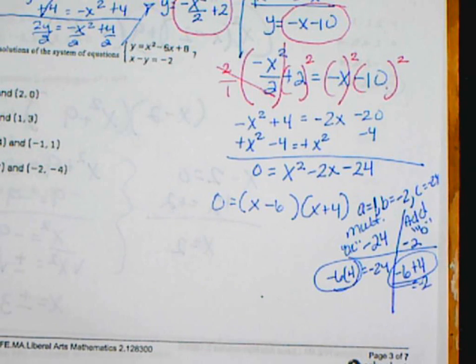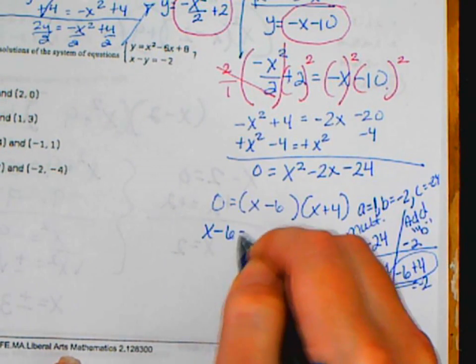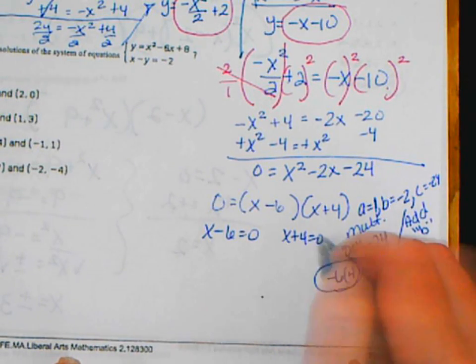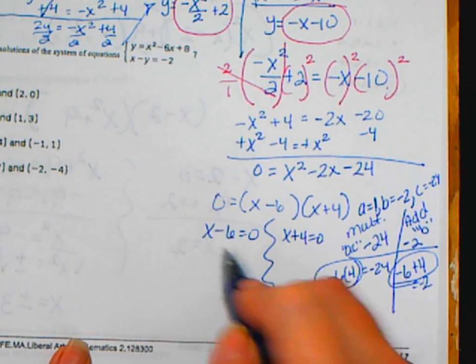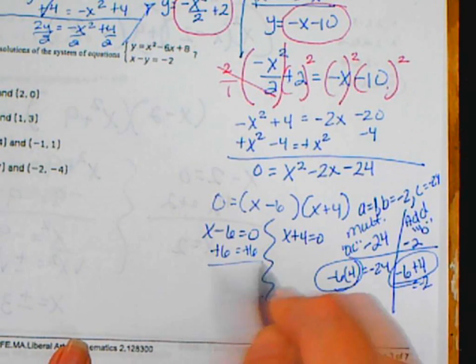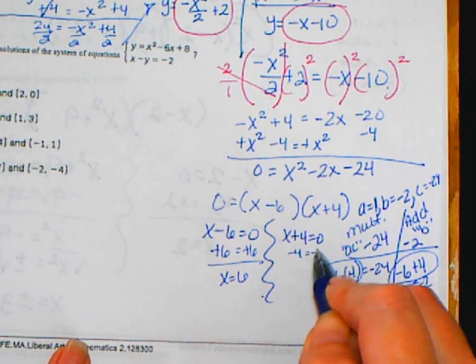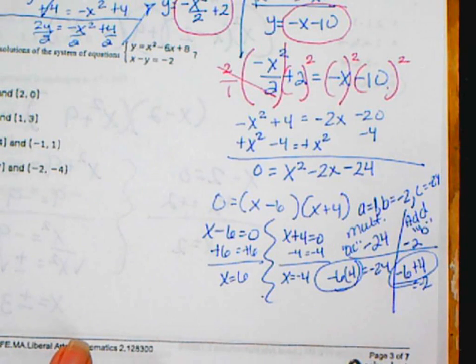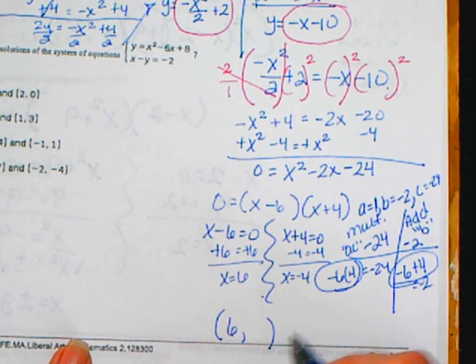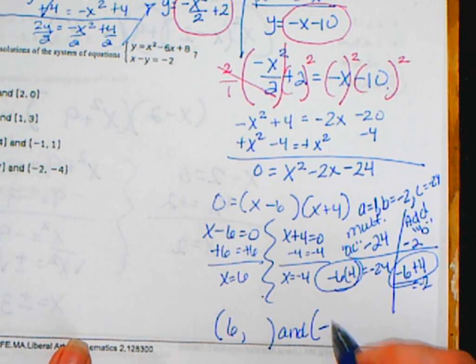So what do I do to find my solutions once I've factored? You do x minus 6 equals 0, and then x plus 4 equals 0, and then turn the 6 into a positive. So set each factor equal to 0, and then solve for x. So x is going to be positive 6, and x is equal to negative 4. So I have two values for x. That means that my parabola and line are going to intersect in two places. They're going to intersect at 6 comma something, and they're going to intersect at negative 4 comma something.